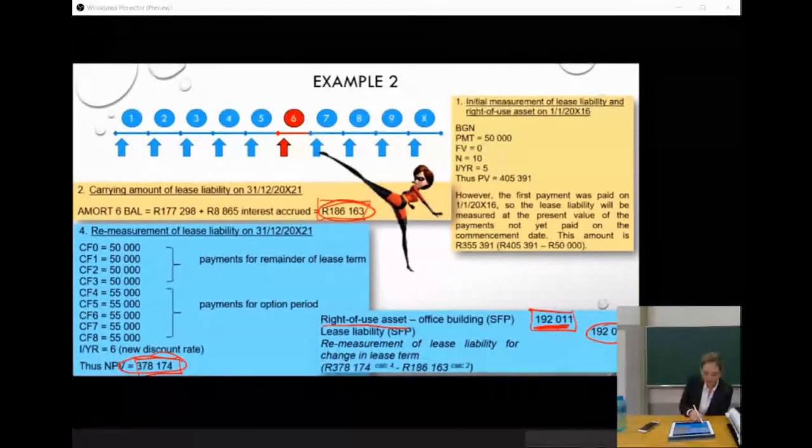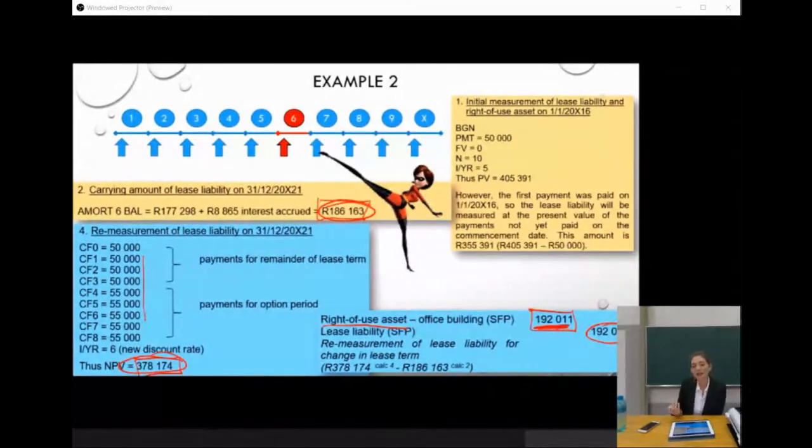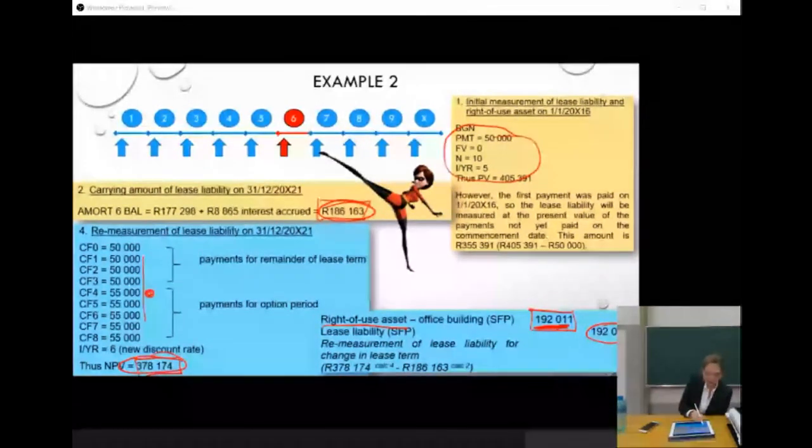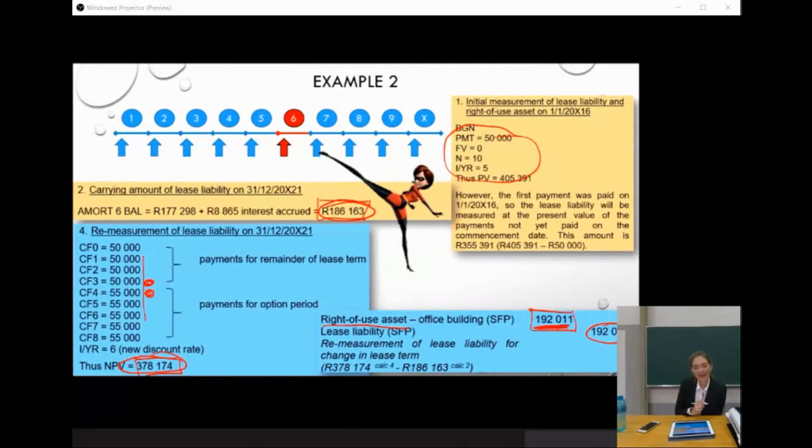Now, remember, if these payments were the same, then we would not need to do the cash flow function. Then we could actually use our present value, payment, future value function on our calculator, like we did over here. The problem that we have is that because the payments change, we have to use our cash flow function. So that's why we do that. But yes, we will always use the new interest rate, because remember, we are changing our minds and changing the nature of the lease agreement. Therefore, we use the new interest rate.